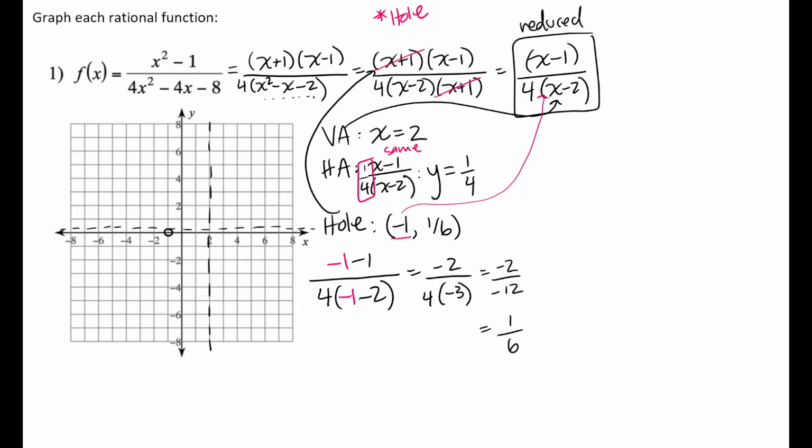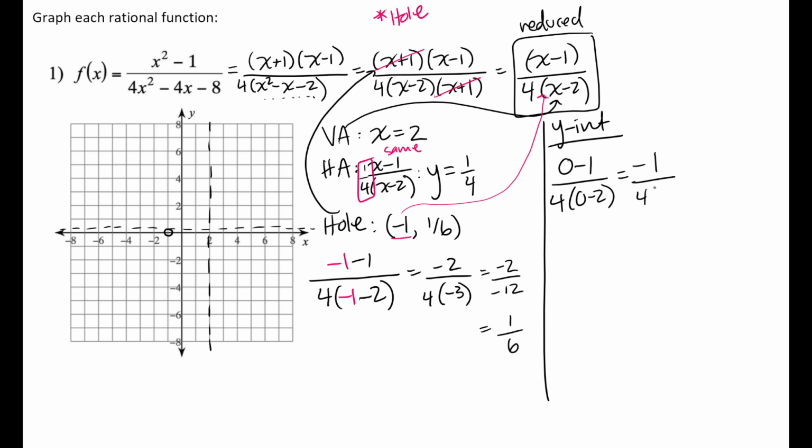Okay, it is time to get some more points. Let's find the y-intercept. That means I need to make x equal 0, so I'll do 0 minus 1 over 4 times 0 minus 2, or -1 over 4 times -2, so positive 1/8, another tiny number. So at 0, 1/8, just above the x-axis, but below the asymptote. There we have it.